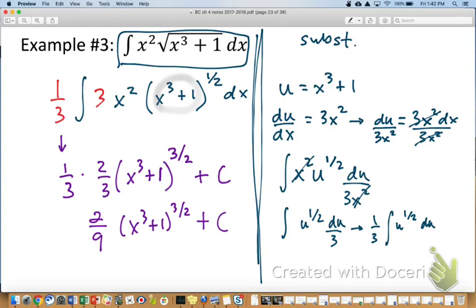Anyways, so then, well, obviously we're not done yet. So let's see here. Where do I have room? So it'd be 1/3 times 2/3 u to the 3/2 plus c. And then you'd still need to plug back in your u. So it'd be 2/9 times (x cubed plus 1) to the 3/2 plus c.